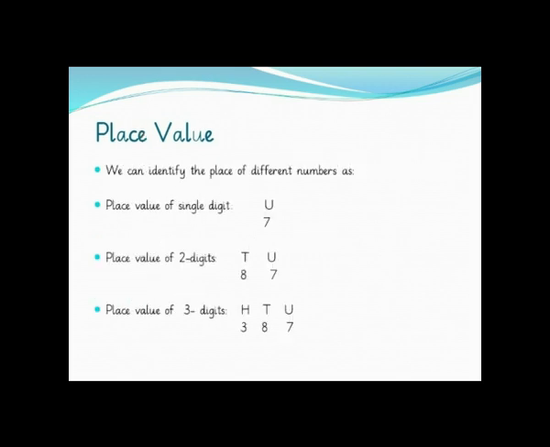Place value tells us about the position of the digits in the given number. If you see the given examples for single digit, two digit and three digit numbers: in the single digit we have only 7, and 7 is at the unit place. In the two digit number 87, 7 is at the unit place and 8 is at the tens place. Then in the three digit number 387, 7 is at the unit place, 8 is at the tens place and 3 is at the hundreds place.